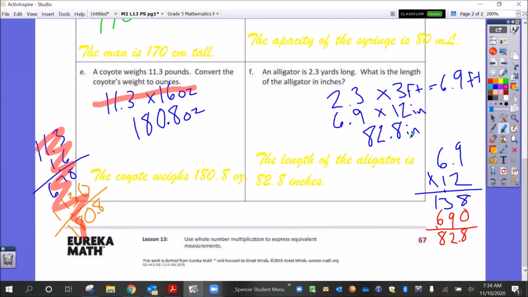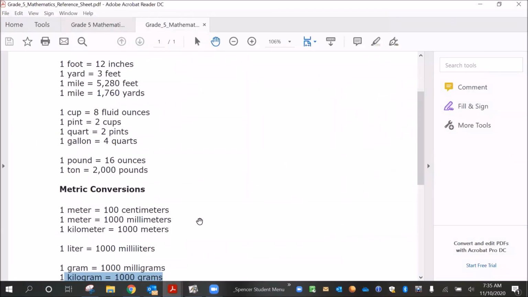Now over here on F, this is the one that was the trickiest. It wanted us to go from yards to inches. Now in our conversion, you can see that there's yards to feet. So at first I was like, well, okay, there's no yards directly to inches. So first I'm gonna have to go yards to feet and then figure out feet to inches.